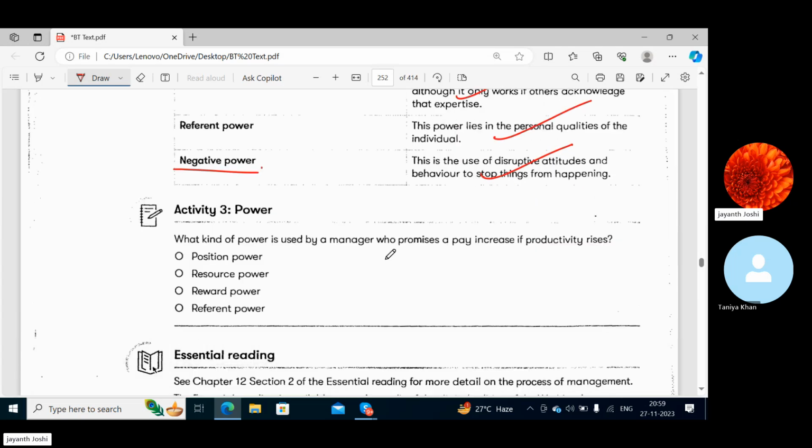What kind of power is used by a manager who promises a pay increase if productivity rises? Can I say reward power?